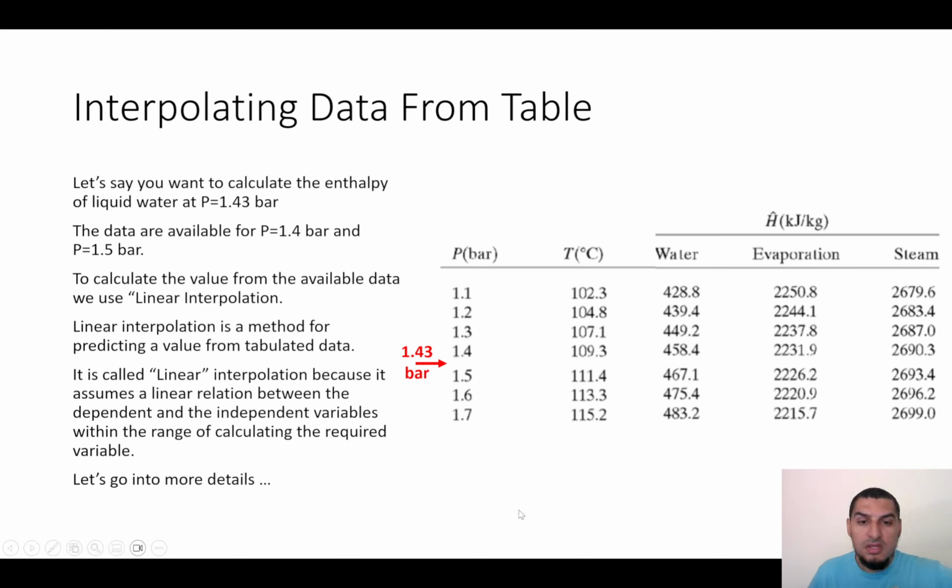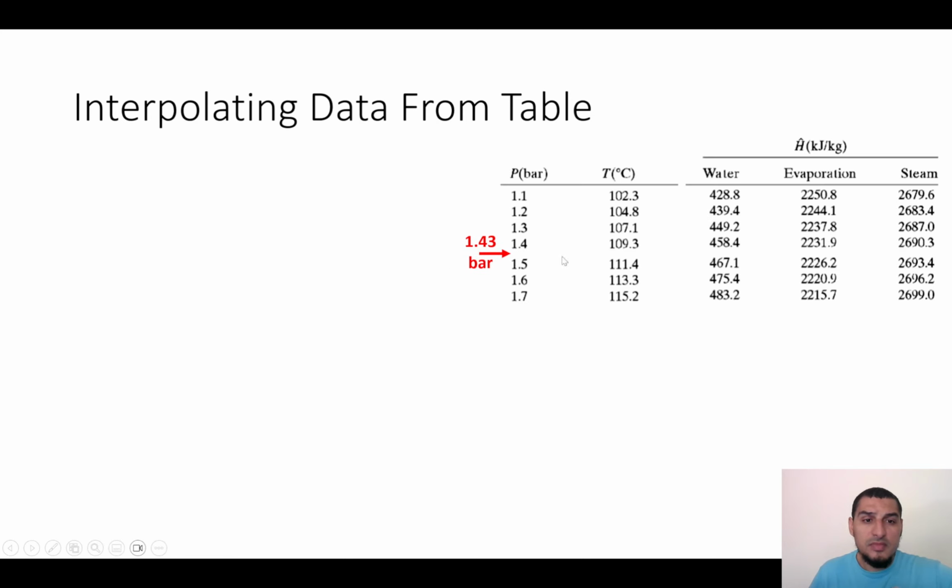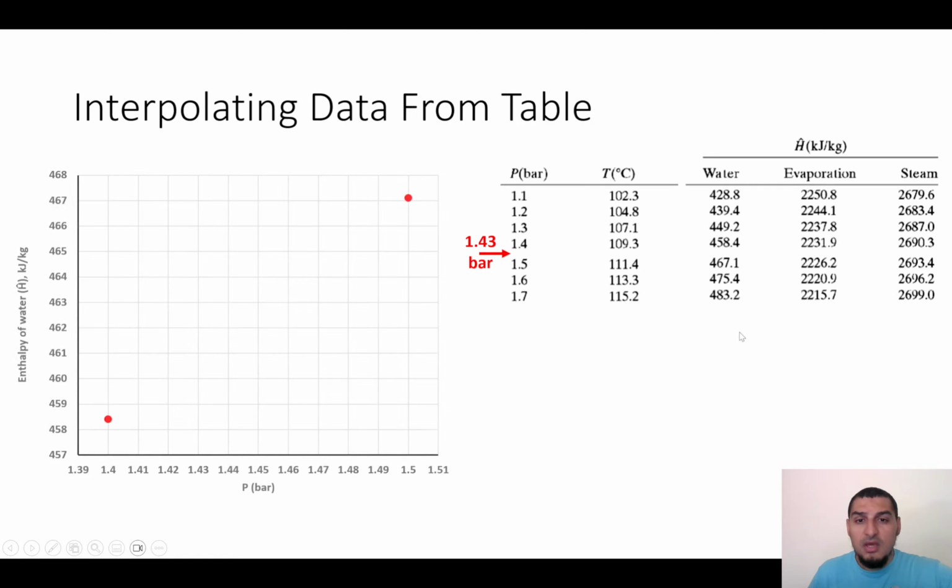So when we do the linear interpolation, this is the same data that we had. We assume a linear relation between the enthalpy and pressure. So just to have a visual understanding, this is the enthalpy on the y-axis, this is the pressure on the x-axis, and these are the 2 points that we have: 1.4 and 458.4. We have 1.5 and 467.1. So these are the 2 points that we have. So when we say that we are interpolating using the linear interpolation, we know that this is the pressure that we are interested in.